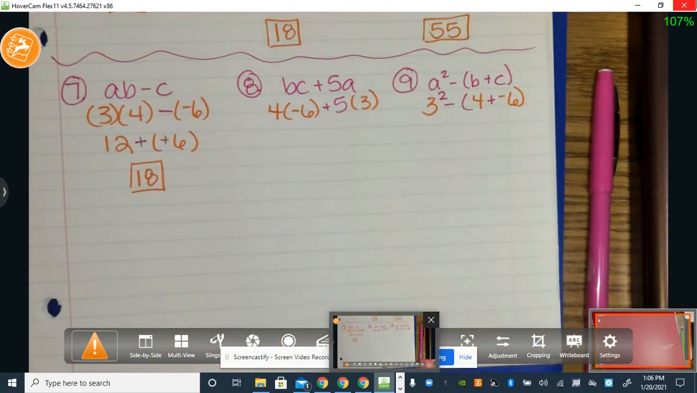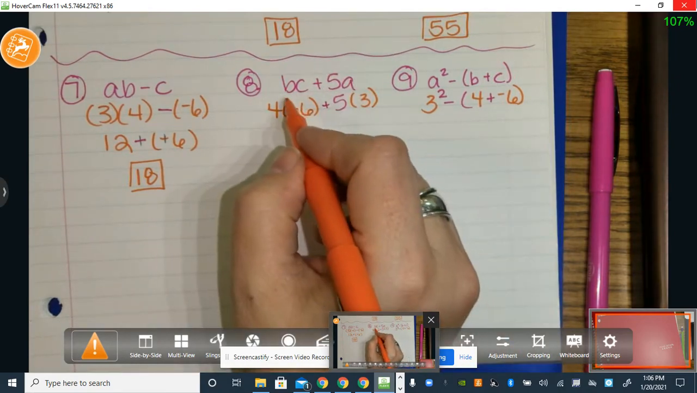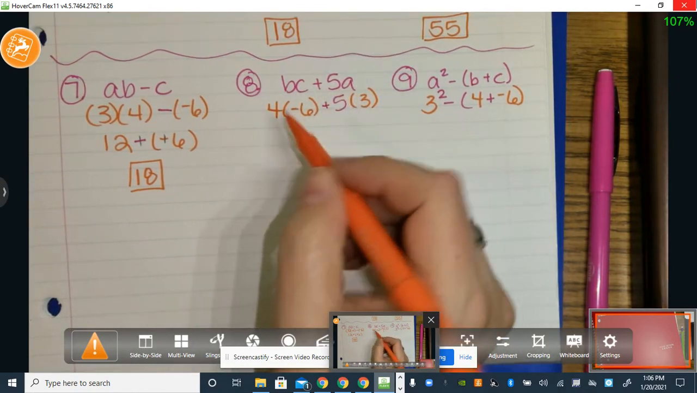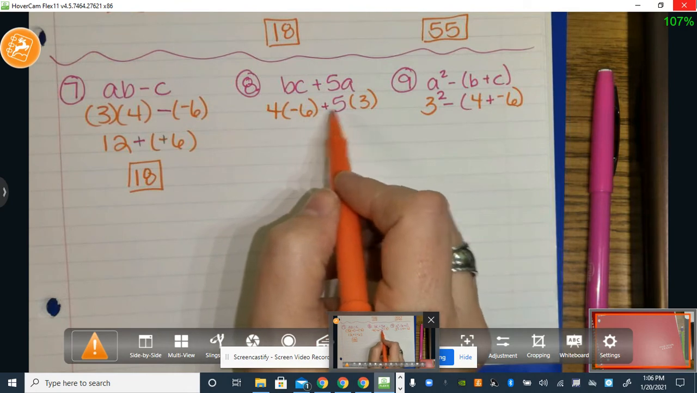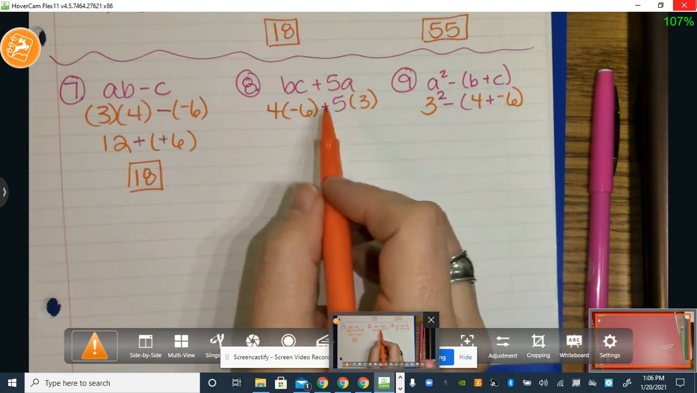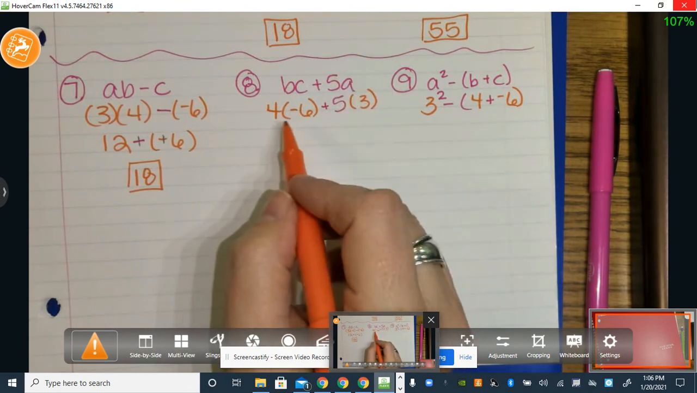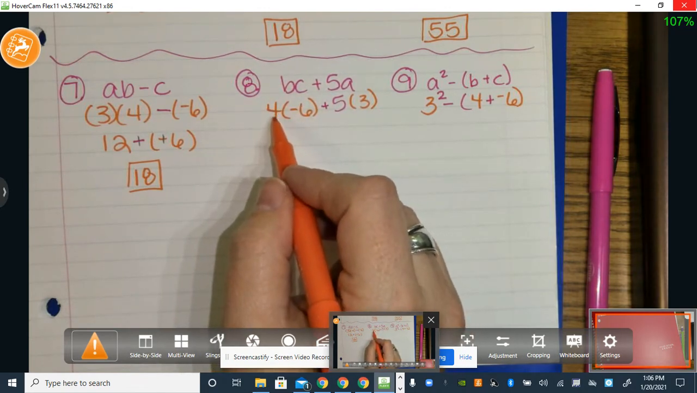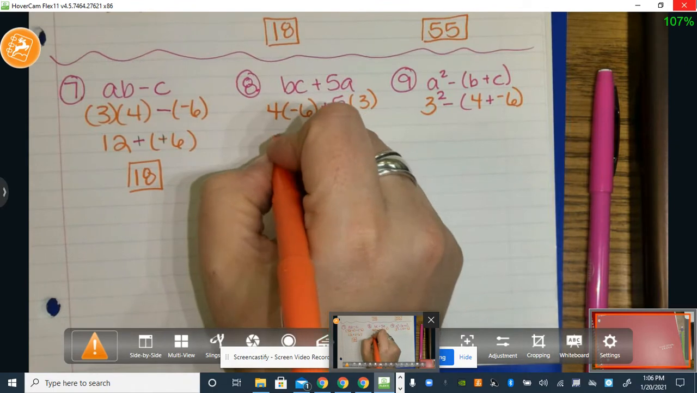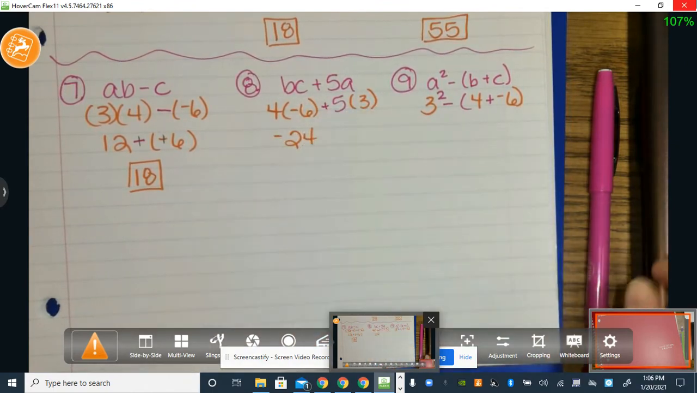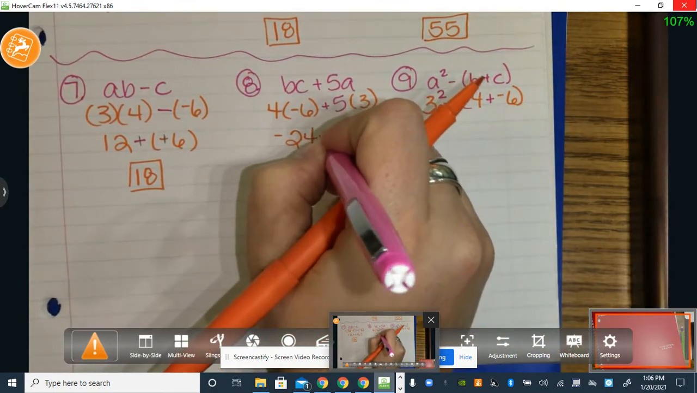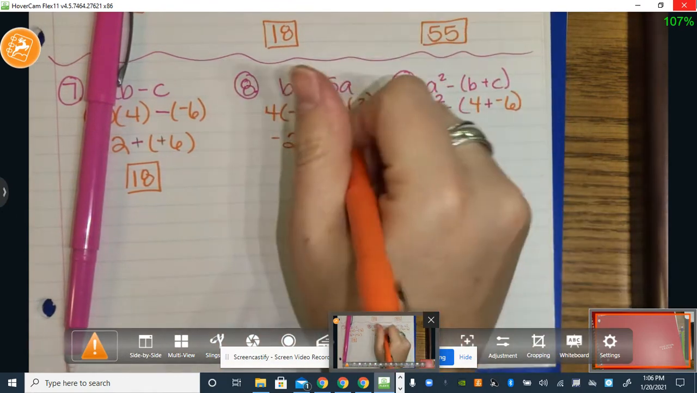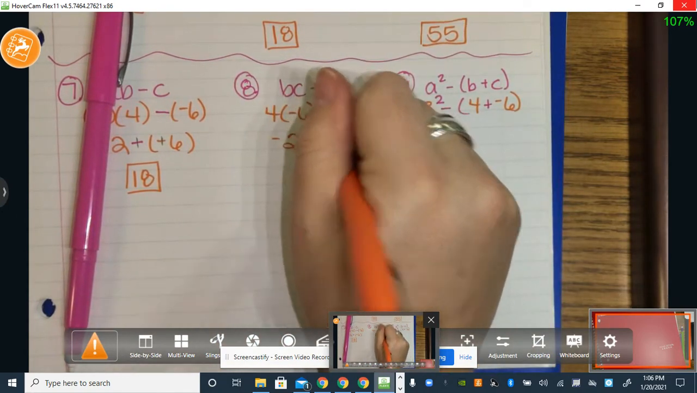All right, let's look at number 8. So BC plus 5A is 4 times -6 plus 5 times 3. Order of operations says I need to multiply first. So I'm going to take this multiplication problem and do this first. 4 times -6 gives me a -24, plus, now I'm just going to do 5 times 3, which gives me 15.